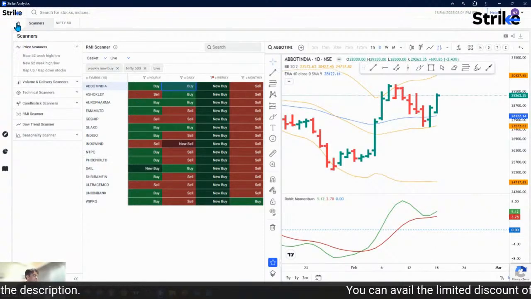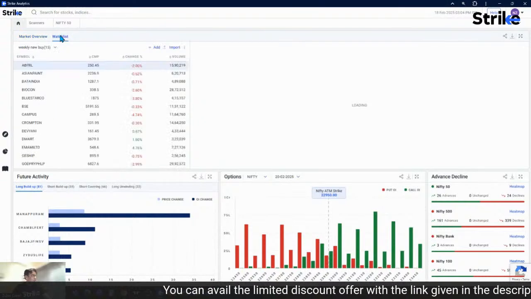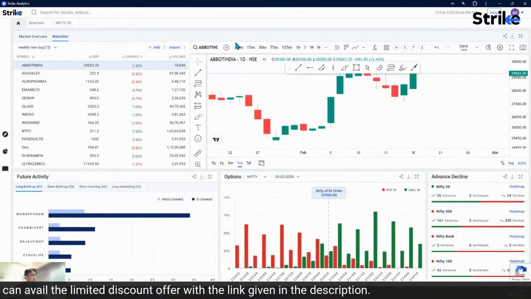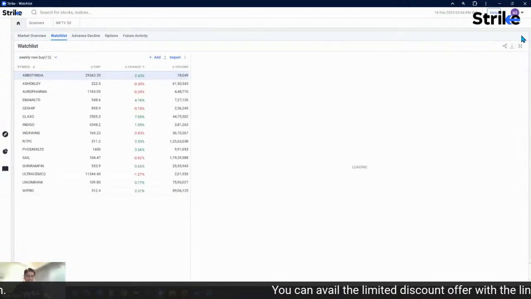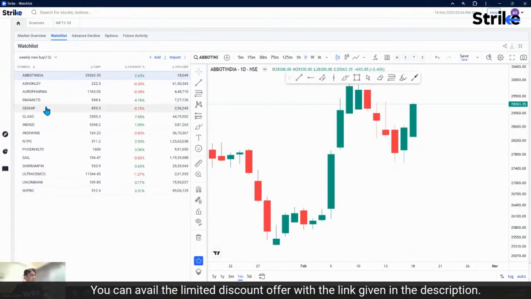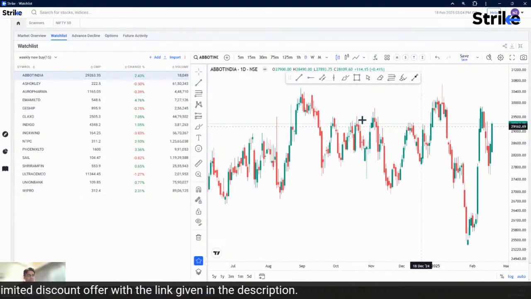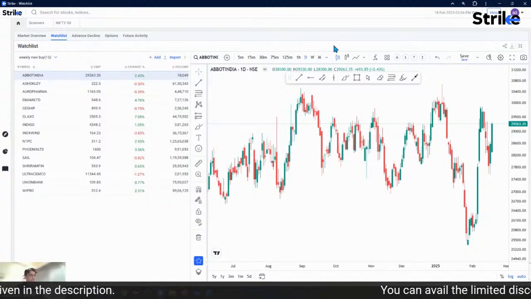Once this is created, you can go to the home button. You can check on watch list. You see weekly new buys, and now on the right hand side there is this enlarge button. Can you see this on the top right corner? You click on this enlarge button, so your watch list will open up over here with these 15 stocks, and their chart will open up on the right hand side. All right, where you can change the time frame of the chart over here.